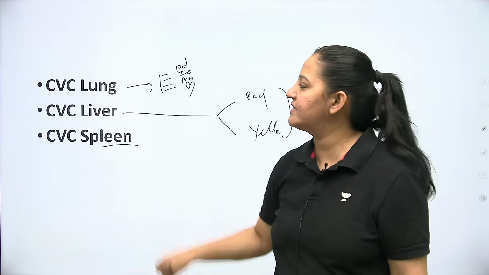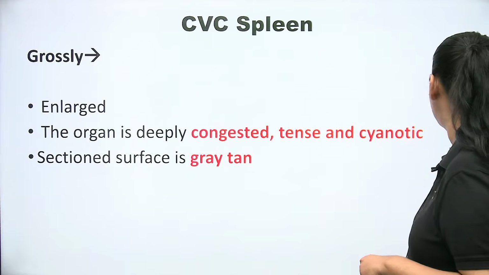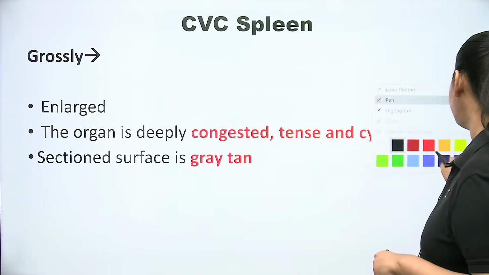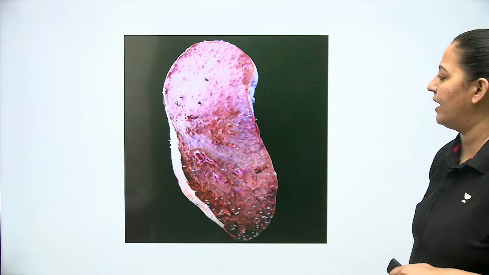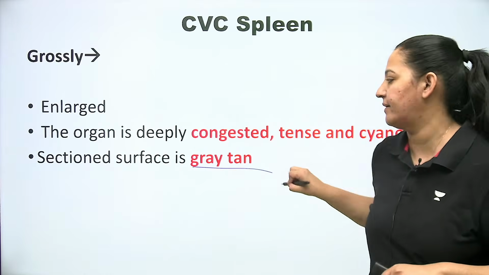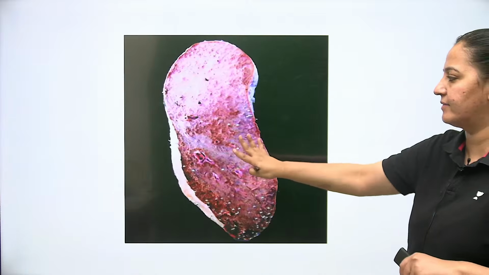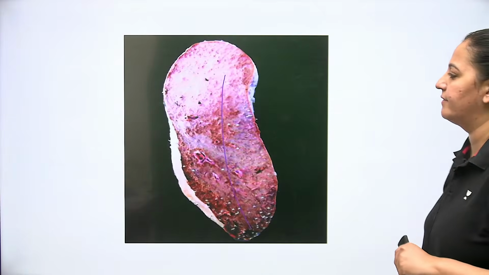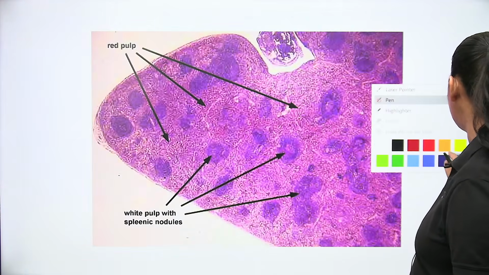Coming to the last, CVC spleen. Give me a thumbs up. Shall I start CVC spleen? I must start. CVC spleen, first understand the normal spleen. In gross, it is grey tan color, so nothing important basically in gross. This is the spleen, you can appreciate the grey tan color, right? This is the normal spleen. First understand the normal spleen. What is happening in the normal spleen?